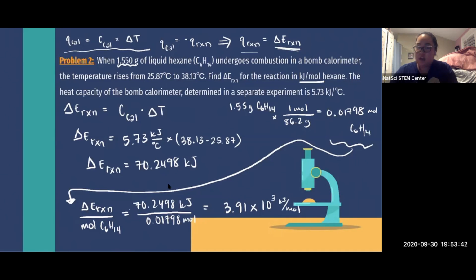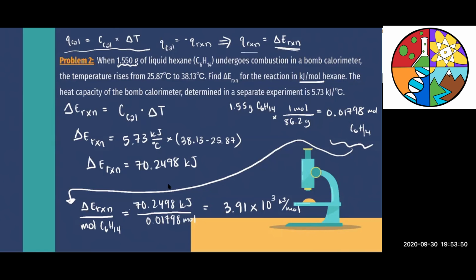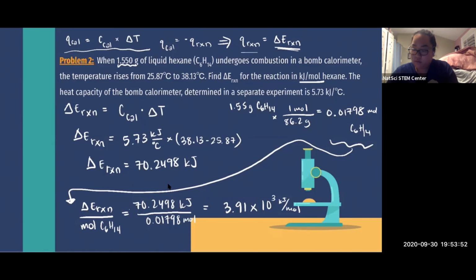And if it's a combustion reaction, is heat being absorbed or released? Released. So it should be negative 3.91 times 10 to the third. Okay, that's your answer.